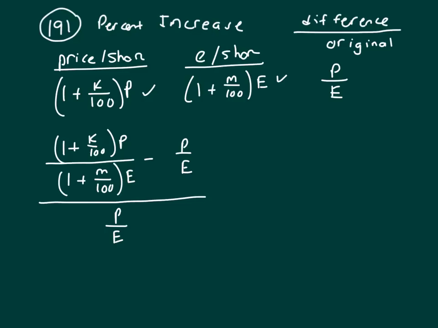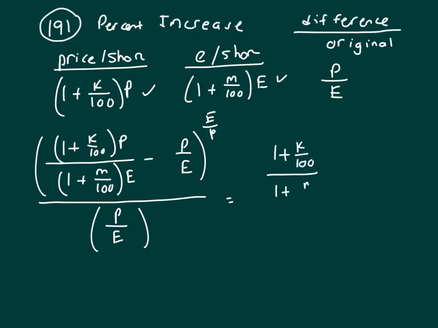Now, if you notice, every one of these, there's 2 terms in the top and 1 term in the bottom. Every one has a P over E. So let's multiply every term in the top and every term in the bottom by E over P. And if you do that, those will cancel out. So you're left with 1 plus K over 100 over 1 plus M over 100. P over E times E over P, that would be minus 1. And then, of course, the bottom you multiply by E over P, and that's just going to be 1 as well. So this looks much nicer.